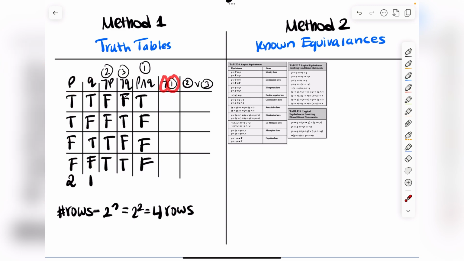Here we have not 1. So we're just taking the opposite of 1. 1 is this column here. So if I see true here, the opposite of that is false. False, true, false, true, false, true.